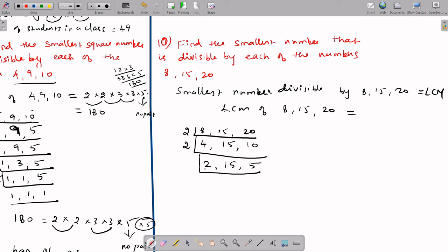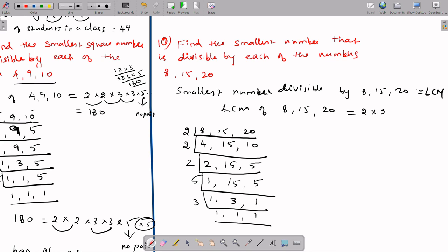Complete this and then we pass on to another one. 1 2s are 2, and 15 and 5 you retain as it is. Here these two numbers go with 5. So 3 5s are 15 and 1 5s are 5, and again you use 3 to make this 1. So the LCM of these numbers is 2 into 2 into 2 into 5 into 3. When you multiply: 2 2s are 4, 4 2s are 8, 8 5s are 40, 40 into 3 is equal to 120.